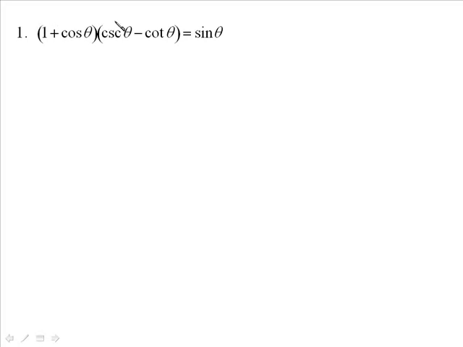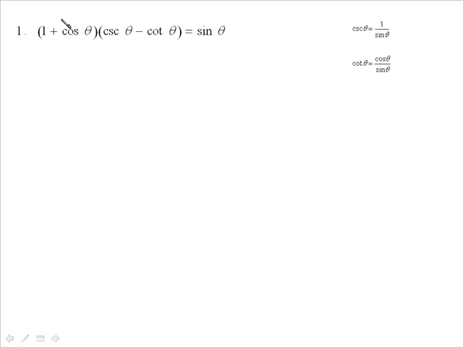Now when you take a look at the left side of this expression, you don't have much to work with. The only two ratios that can be simplified would be the cosecant theta and the cotangent theta. And cosecant theta we know is equal to 1 over sine theta. And cotangent theta is equal to cos over sine.